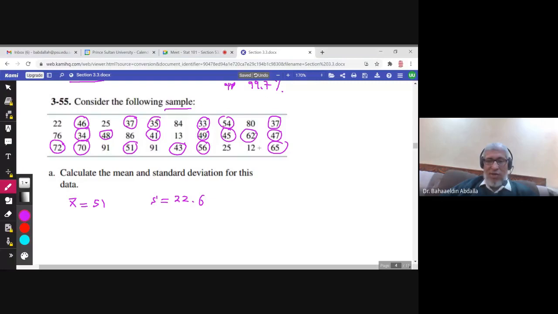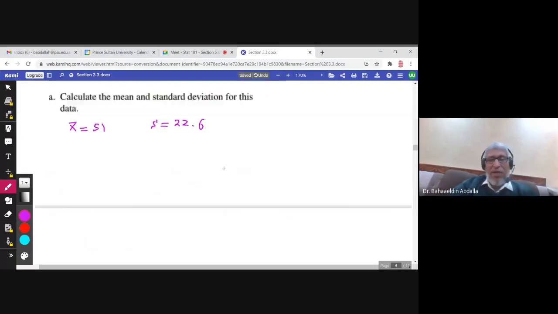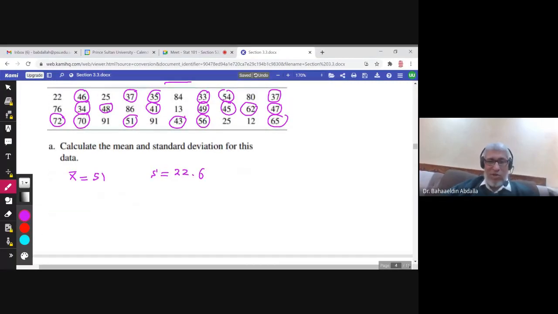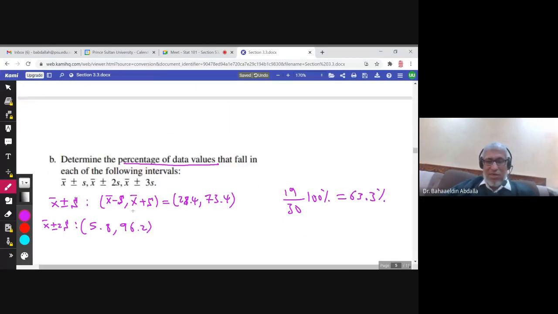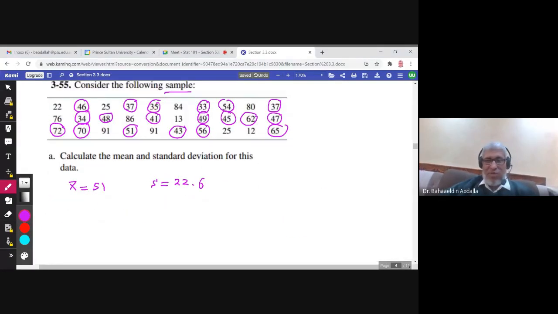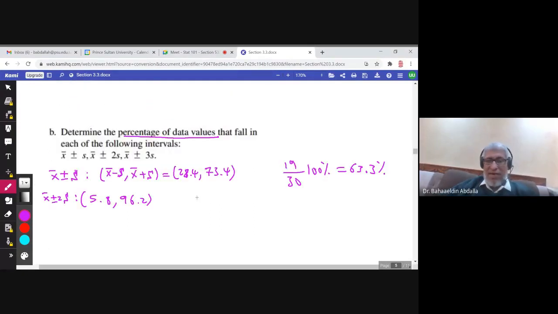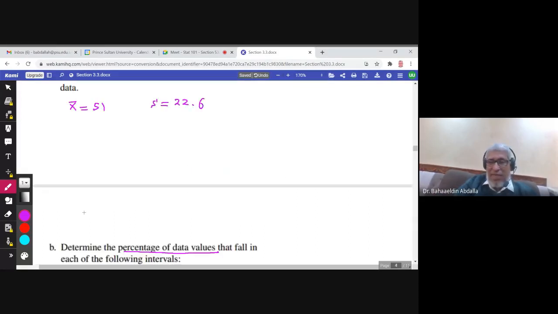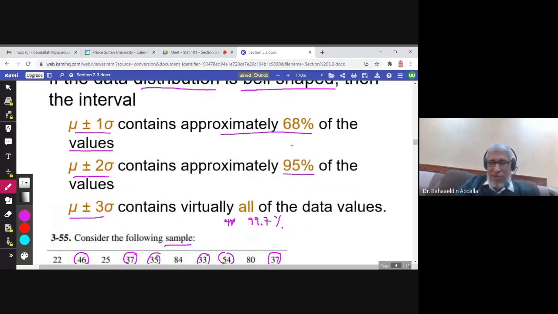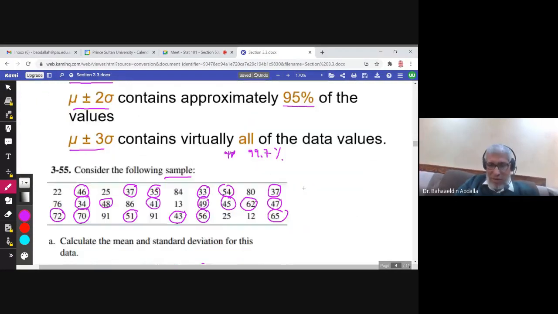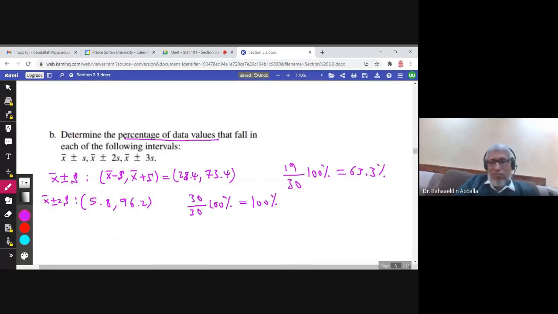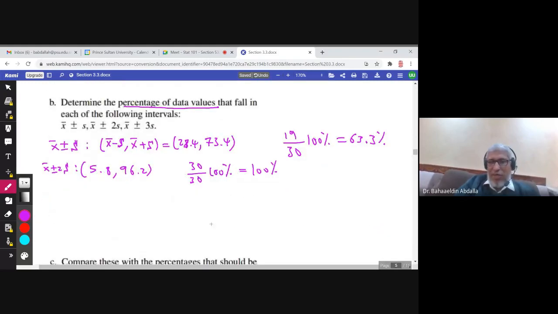Now, I need to find how many numbers are between 5.8 and 96.2. Well, the smallest is 12, which is already greater than 5. And the largest is 91, which is already less than 96. So all of these numbers are between 5 and 96. So I have 30 numbers, and 30 over 30, if you multiply by 100, you get 100%. So 100% of the data lies in the second interval. For a mound-shaped sample he said 95%. We have more than that, so this is not really a mound-shaped sample.